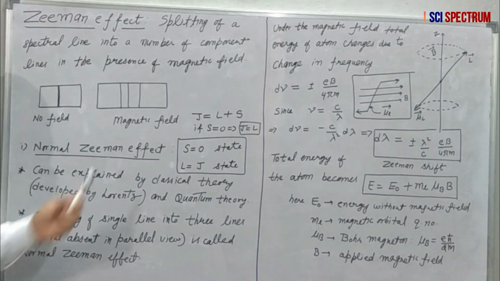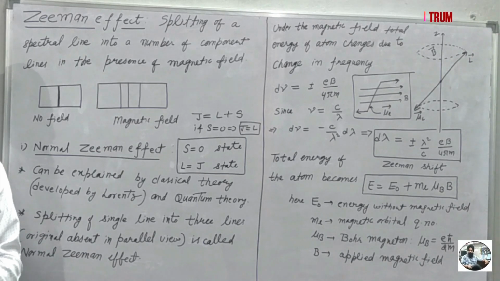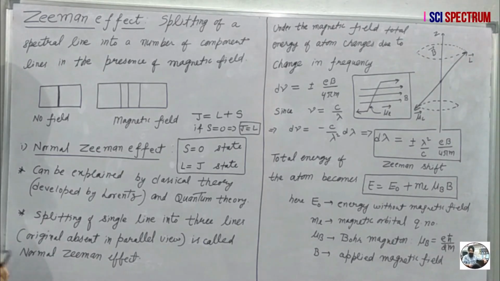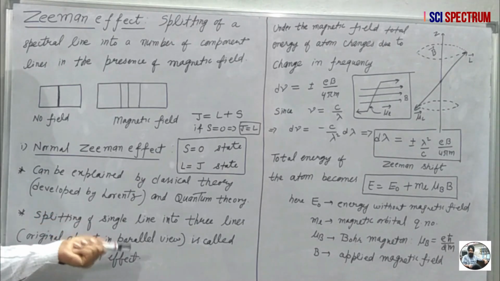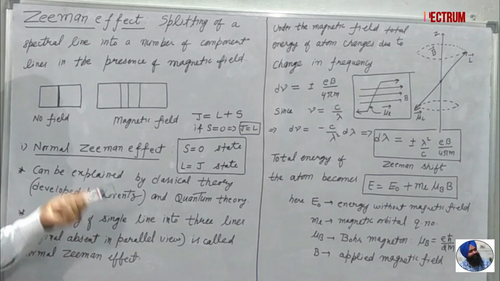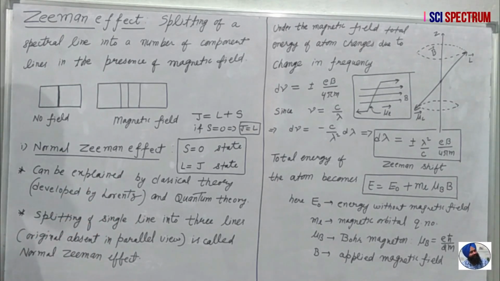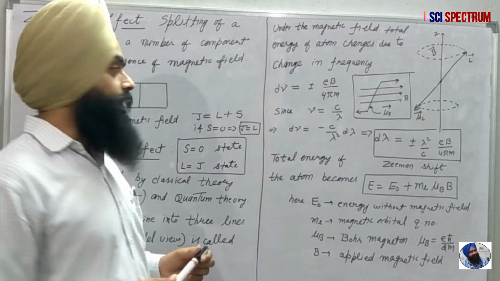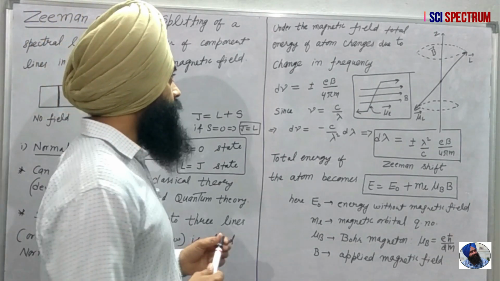The component lines are 3, but when we view parallel to the magnetic field, the original line will be absent and we will get only 2 lines. But actually the 3 lines are present in the normal Zeeman effect. So let us discuss what happens in the normal Zeeman effect.